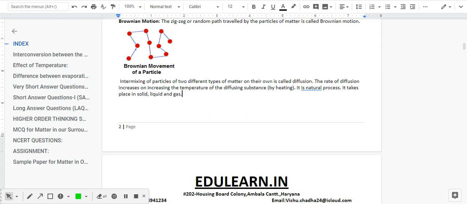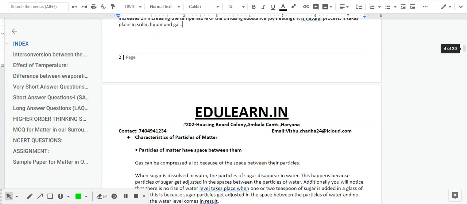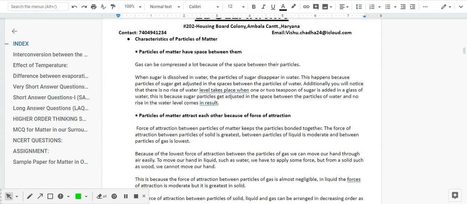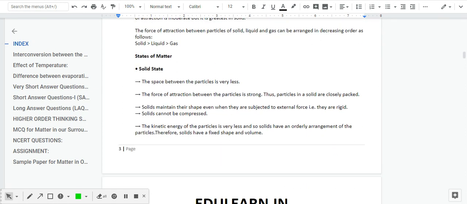So this particular process of intermixing of two different states of matter is called diffusion. I hope you have understood this concept. So coming to the next concept, that is characteristic particles of matter. Before knowing this, you should be knowing about matter.